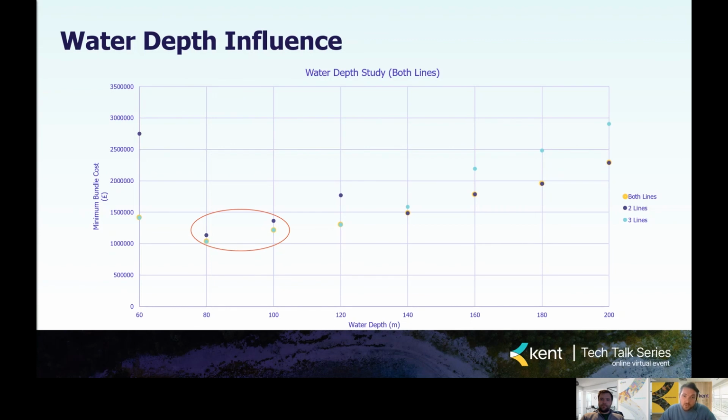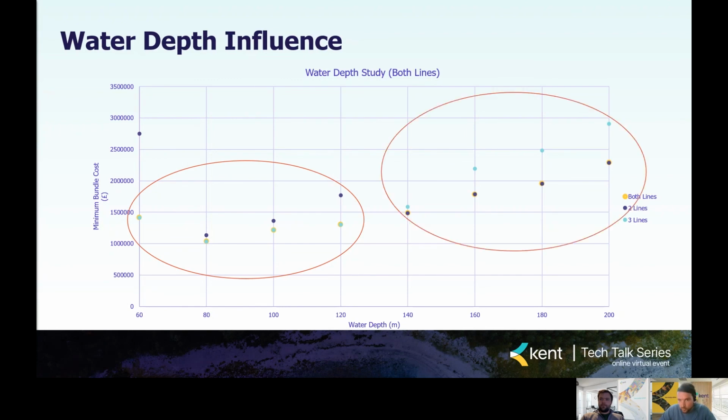So the other interesting conclusion is that the cheapest solution switches from a 3-line system at shallow water depths to a 2-line system at water depths over sort of 140 meters. And this again is because the extra weight of the chain is required to provide the required restoring force at shallower depths. And to achieve this, it's cheaper to use 3 smaller lines than it is to use 2 larger lines.